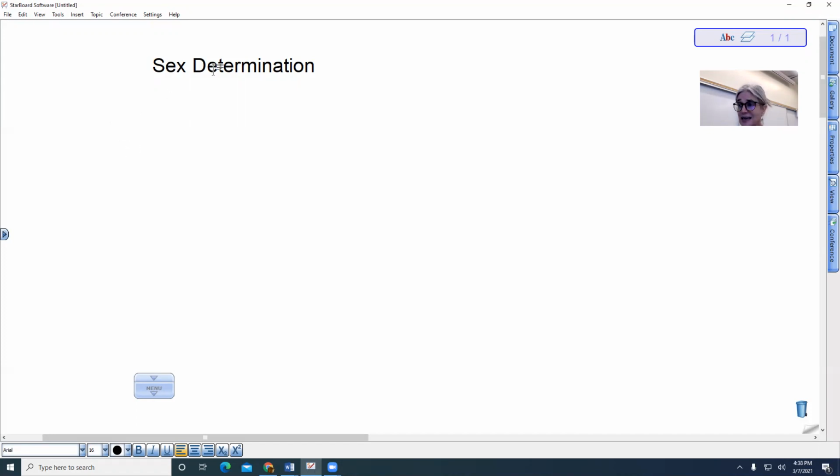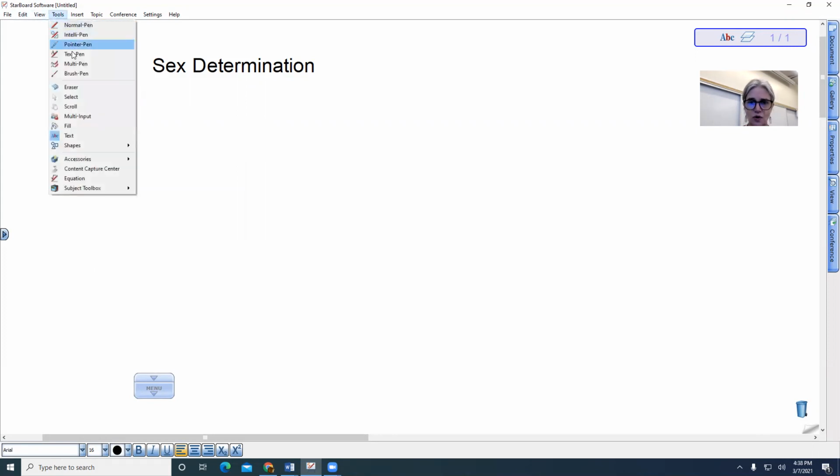So when we talk about sex determination, we have some examples where it is genetically determined, and that is the way it is with us. So we have genetic determination.